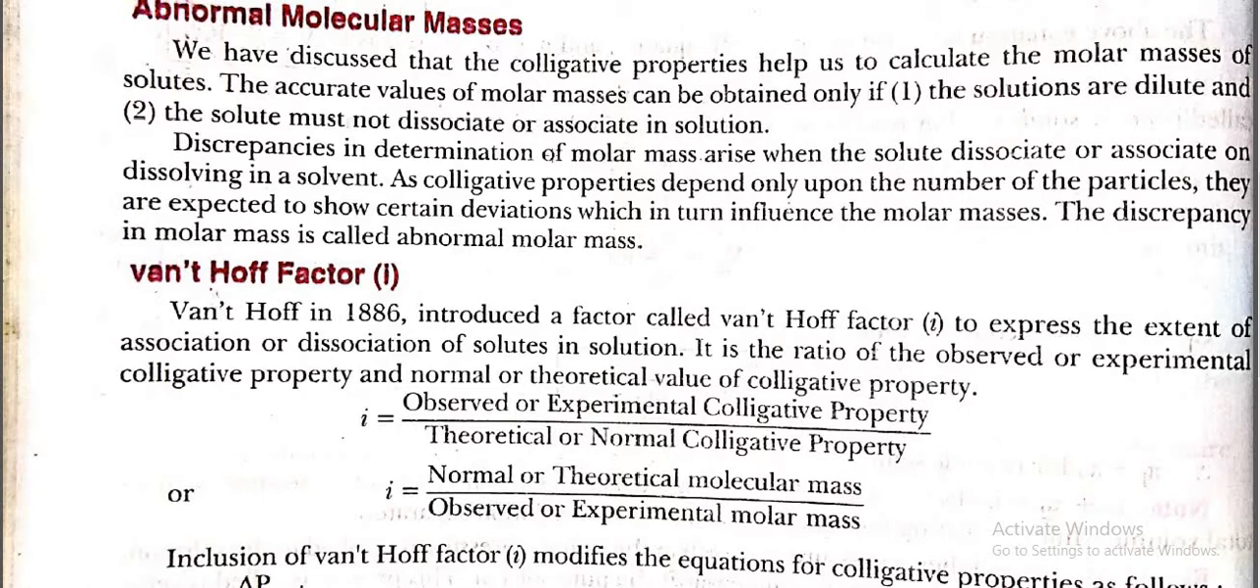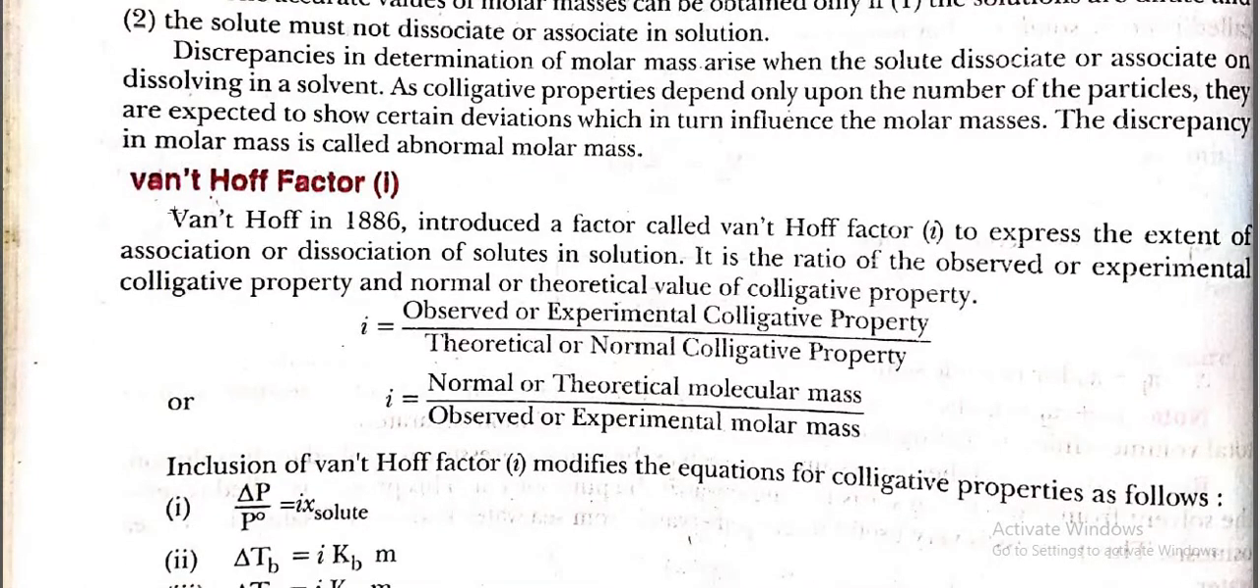So differences in determination of molar mass arise when the solute dissociates or associates on dissolving in a solvent. As colligative properties depend only upon the number of particles, this comes from the definition of colligative properties, they are expected to show certain deviations which in turn influence the molecular masses. So if there are deviations, it will affect the molar mass or molecular mass. The discrepancy in molar mass is called abnormal molar mass.